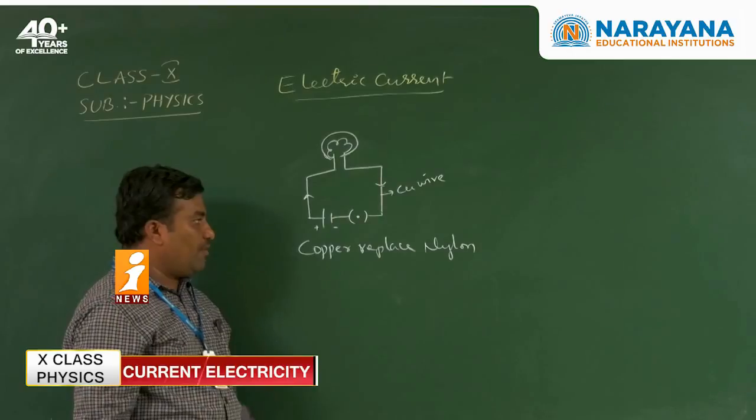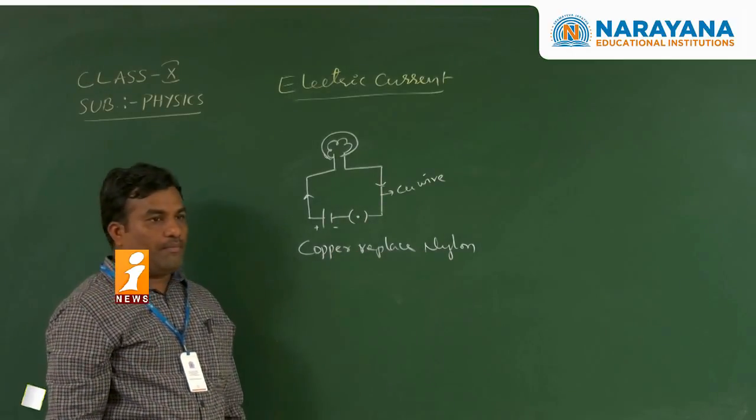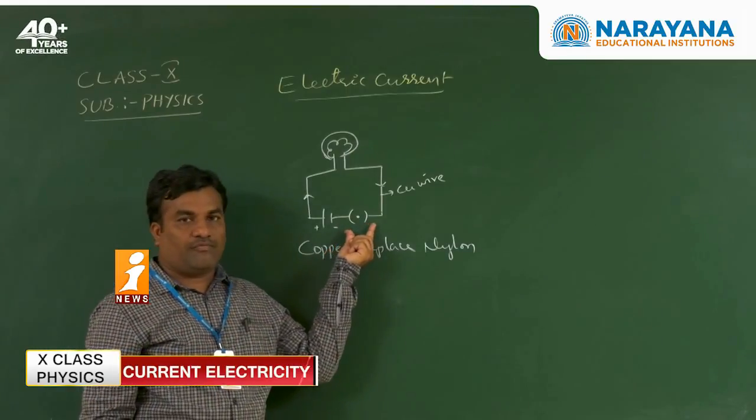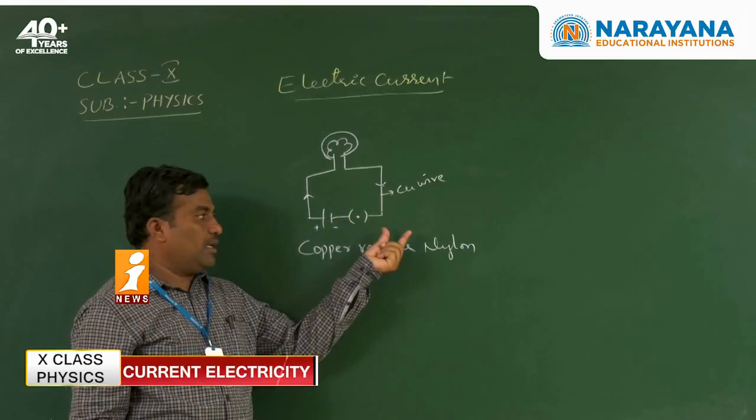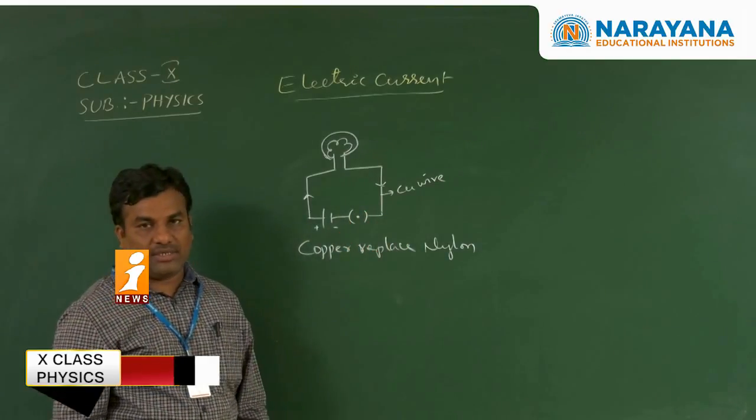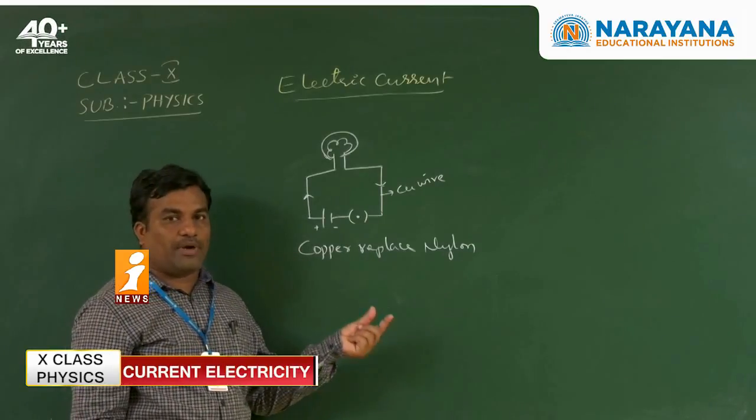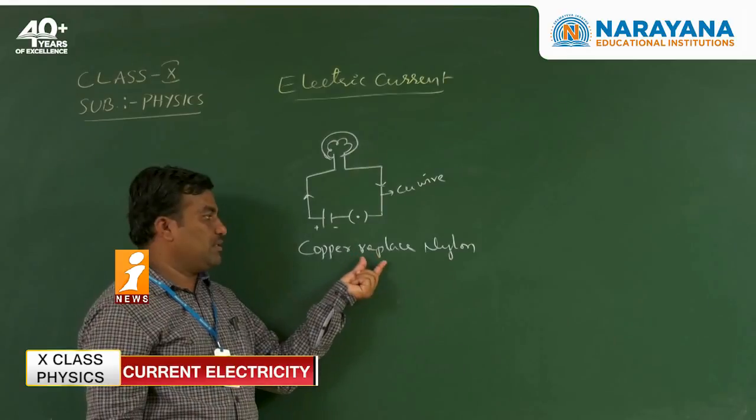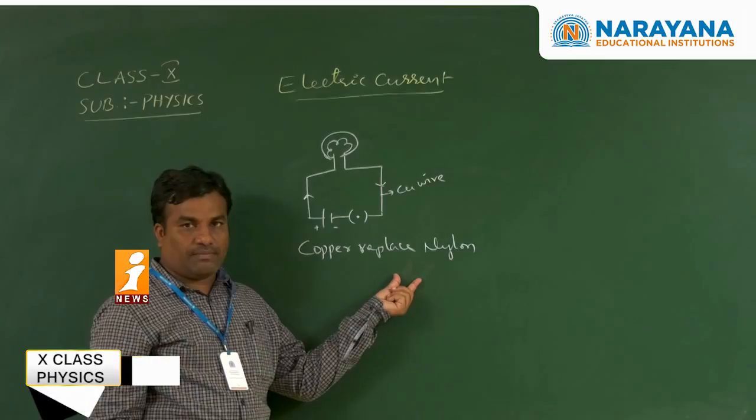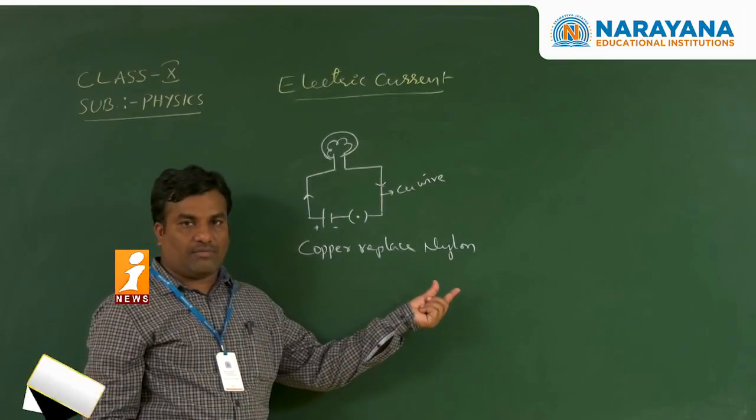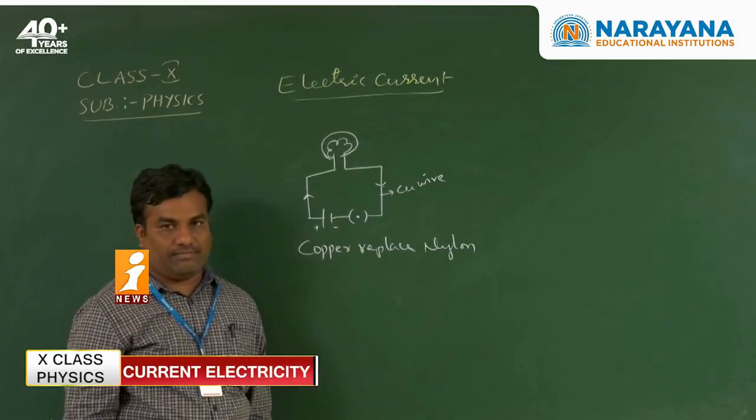What will happen? Here we replace copper with nylon. It means the energy transfer from the positive end to the negative end through the bulb requires a suitable substance. The nature of the substance plays an important role in these situations. So the material which transfers energy from battery to bulb is called a conductor.